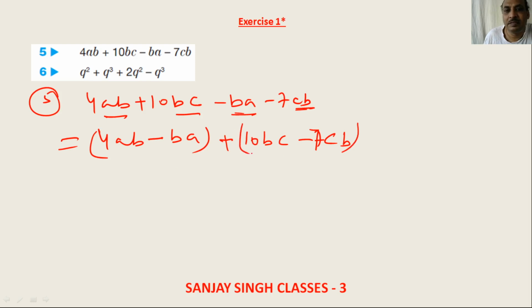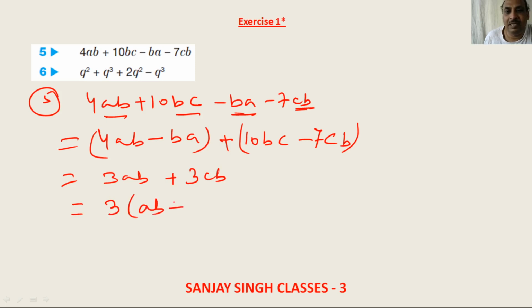Right. Here we will be doing subtraction. So 4AB minus AB is 3AB. Here 10BC minus 7CB, sorry, 3CB. 10 minus 7 is 3CB. What we can do? We can take 3 common. In bracket we can place 3(AB plus CB). We can put bracket.